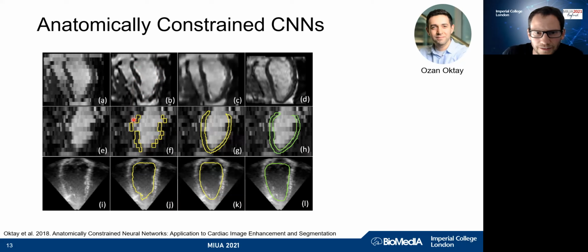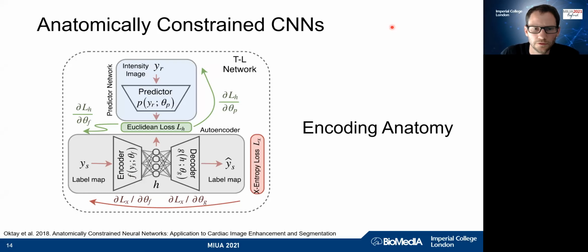Using ACNNs, Ozan was able to extract very accurately results that are anatomically plausible, both for the segmentation and the super resolution. And let me show you how this works, how this was being done. So the idea here is to encode anatomy into the neural networks and use this as a regularization term when we solve the task. So how does this work?